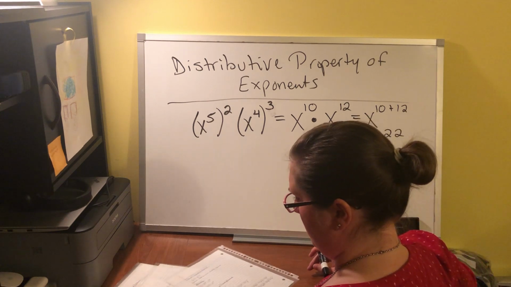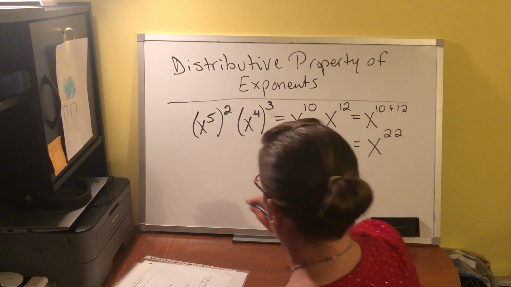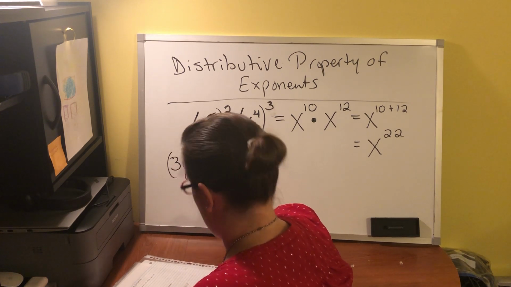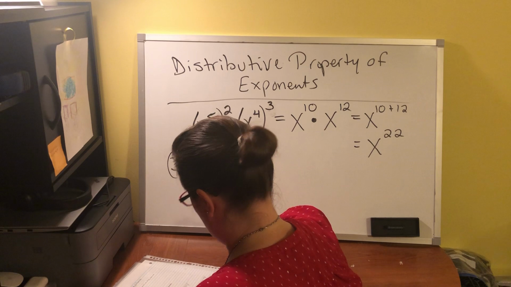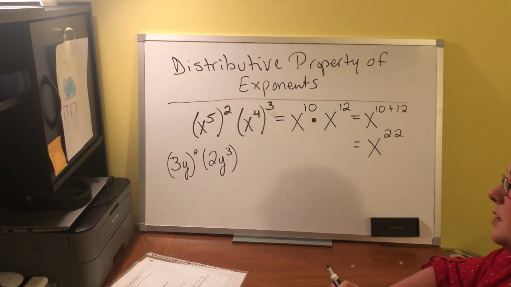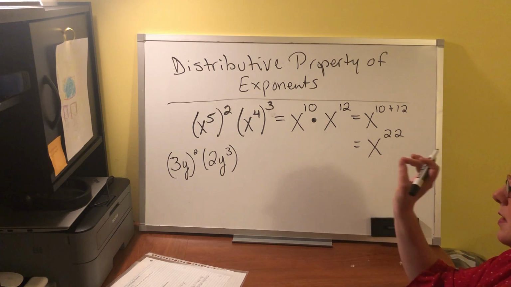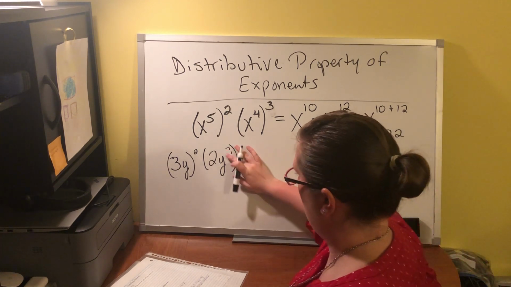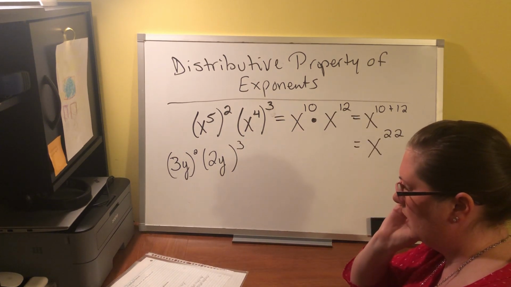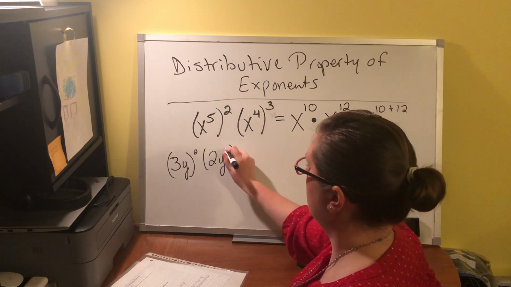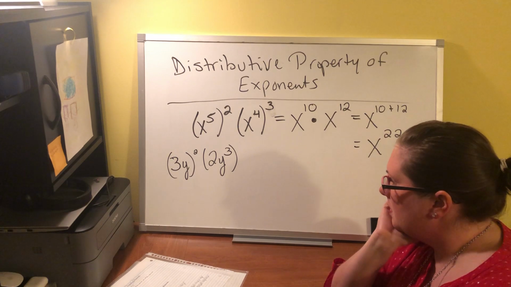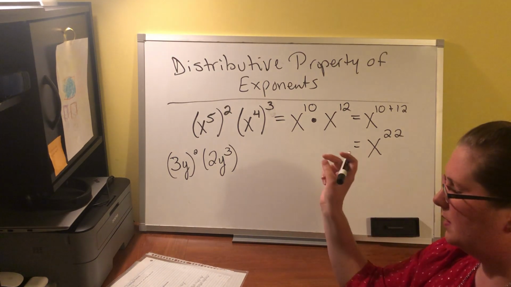Let's do a couple more, and then we're going to talk about scientific notation. Okay, let's look at (3y)² times (2y)³. So 3y squared times 2y cubed. And the 3y is in parentheses, and the 2y cubed, sorry guys, I couldn't read my handwriting. So the 2y cubed is also in the set of parentheses.